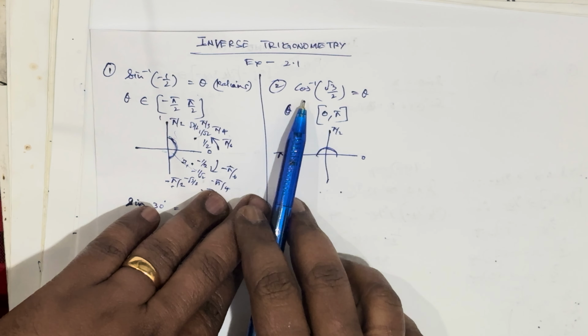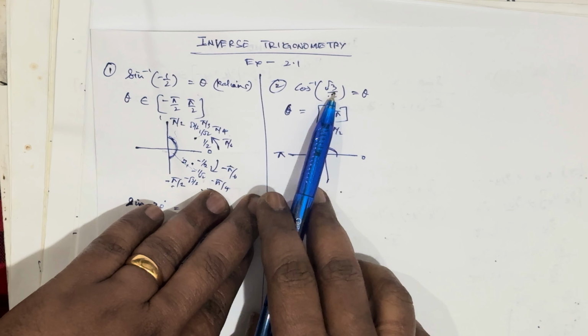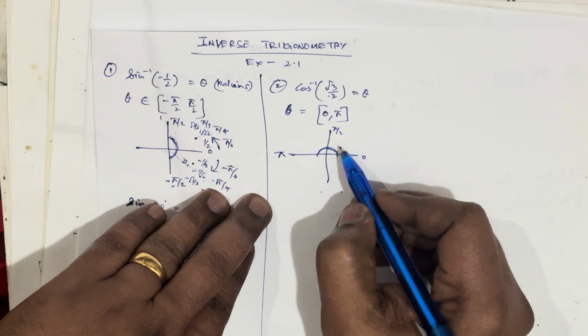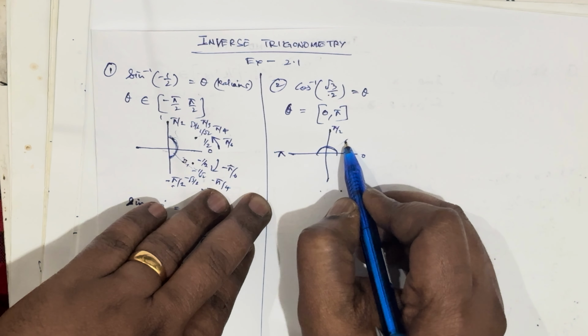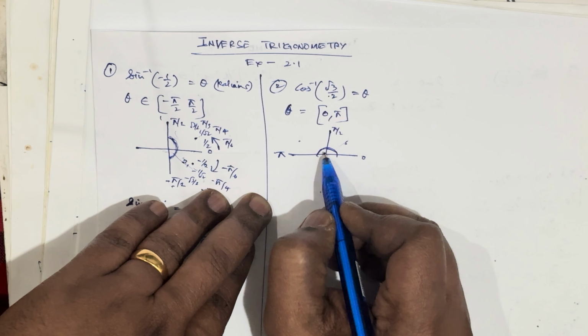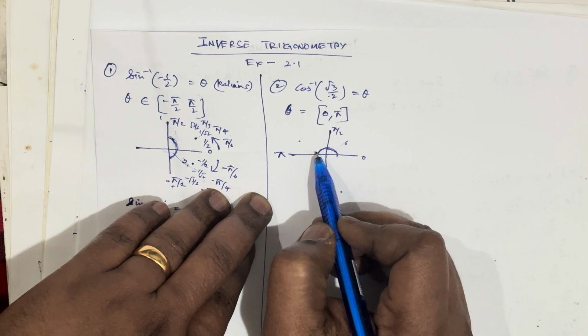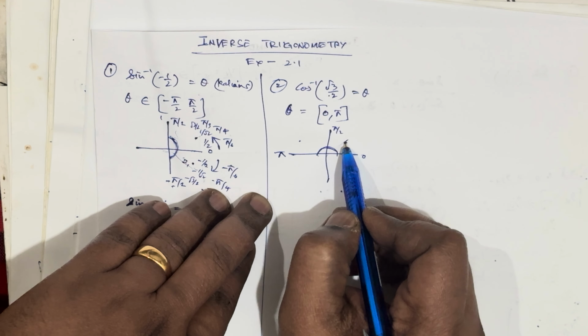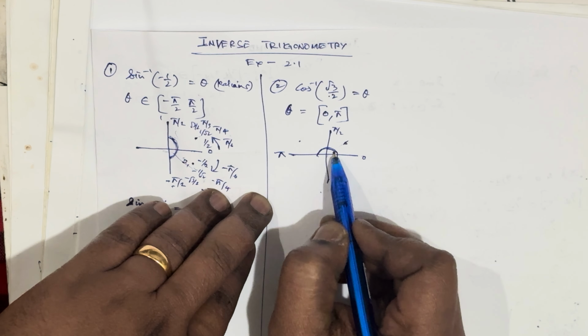Now cos inverse root 3 by 2 is a positive value, so cos is positive here, and it must exist here. Cos is negative here, so it doesn't exist here. This value is in the positive area, and that is within the range 0 to pi.